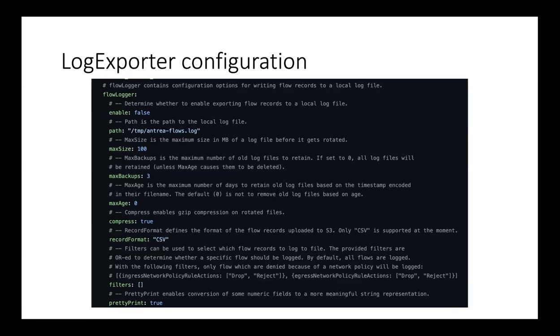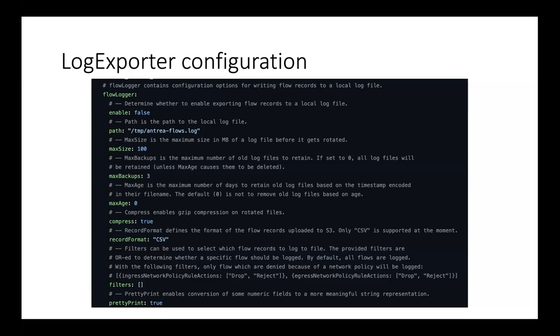So to answer Elton's question here, those parameters, max size, max backups, max age, and compress, are directly taken from the log management library that we use, and they let you configure exactly the volume of logs that you want to keep around. So essentially, it lets you configure log rotation. By default, a log file is 100 megabytes. We're going to have at most 3 of them, and that's it.